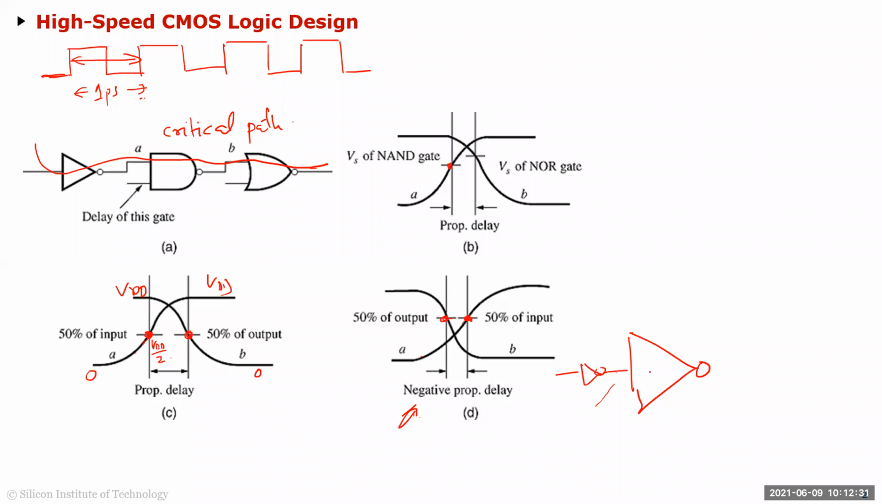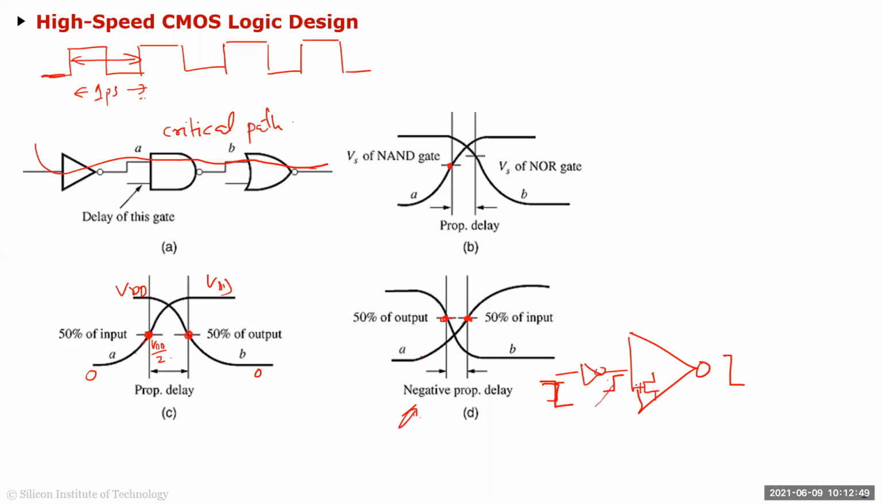But let's say, so what are we showing? This input is going low to high. Output is going high to low, right? So high to low means this Nmos is basically on.